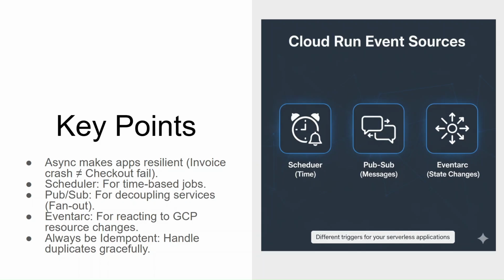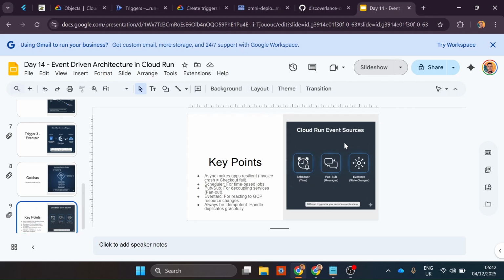Cloud Scheduler. You can use Pub/Sub if you want to decouple your events, if you want to ensure that your events are run at a certain point in time, and always make sure that you are idempotent so you handle duplicates gracefully. Right. Now let's just jump into a demo of this whole solution.